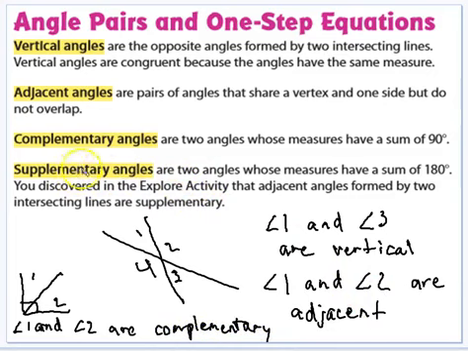So, supplementary angles are two angles whose measures have a sum of 180 degrees. You discovered in the Explore activity that adjacent angles formed by two intersecting lines are supplementary. So angles 1 and 2 are adjacent and supplementary.